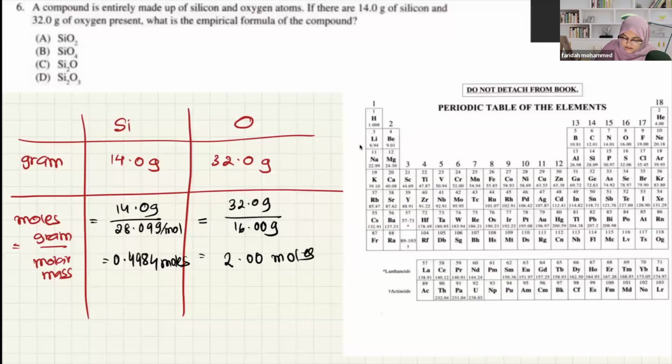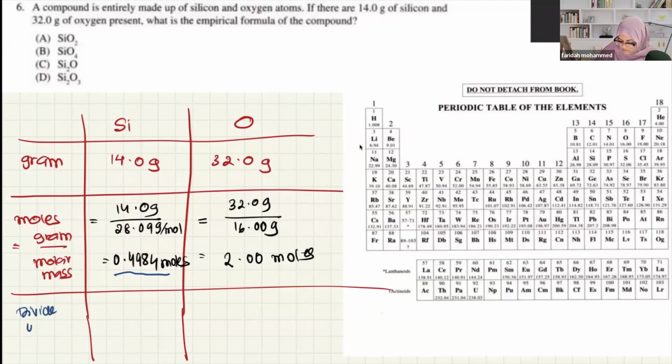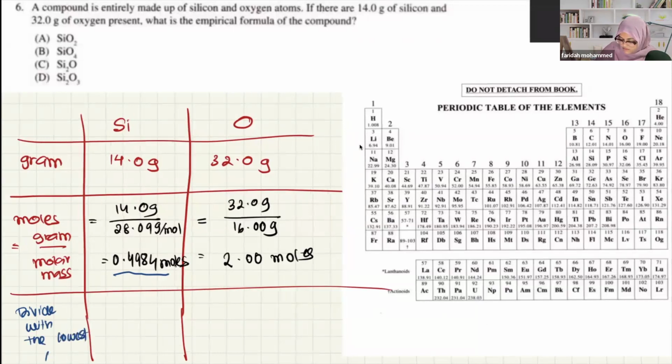Okay. The third step is to divide by the lowest number. So the lowest number is 0.4984. So divide both sides by the lowest number. So we have 0.4984 divided by 0.4984, and the other one is 2 divided by 0.4984.